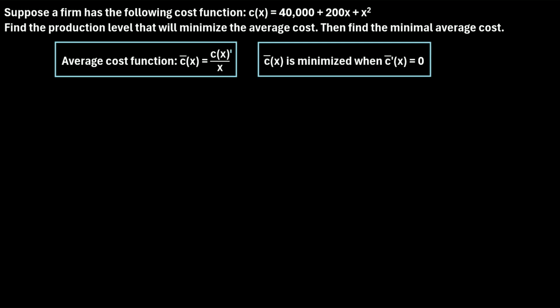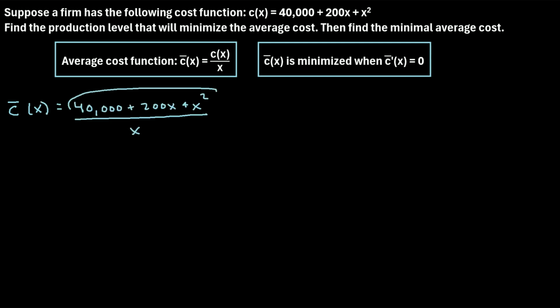So again, we're just taking the cost function and dividing it by x. So here's our cost function. We just need to divide this entire function by x. So we'll say the average cost function is equal to the original cost function divided by x. Now, when we divide by x, we can divide each term in the numerator by x individually. So here's what that looks like.